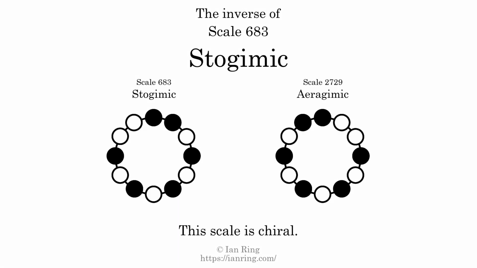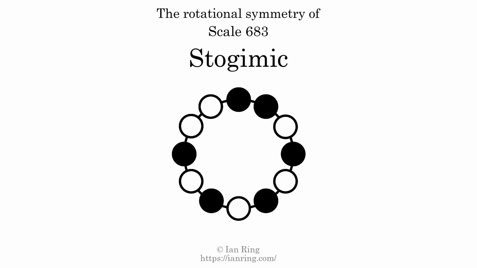The inverse of a scale is a mirror image. It is what you get when the sequence of intervals is reversed. The inverse of this scale is scale 2729, also known as Stogimic. This scale is chiral. It cannot transform into its inverse by rotational transformation. This scale has no rotational symmetry.